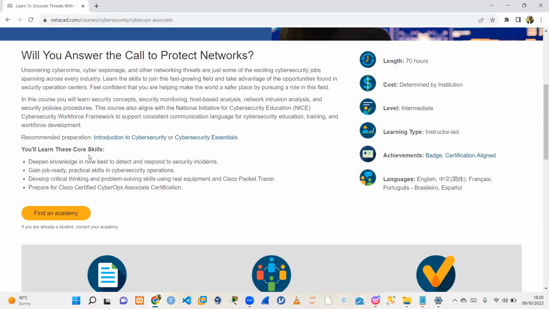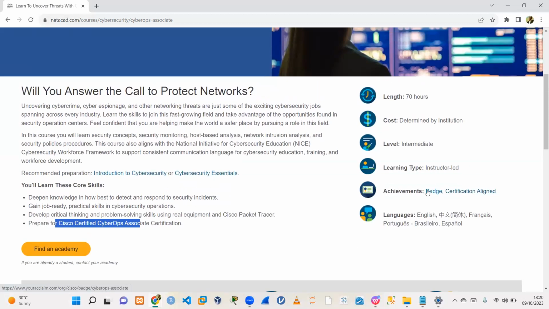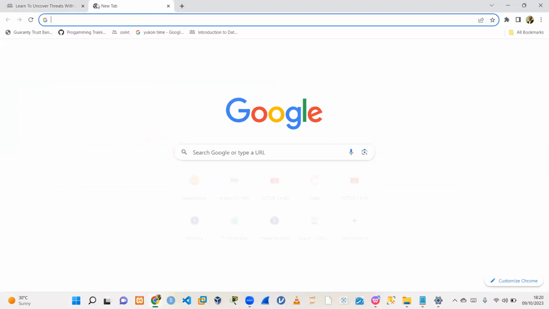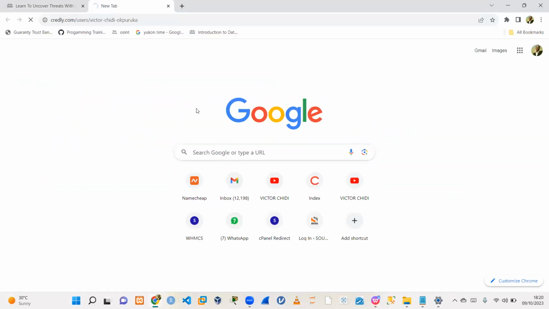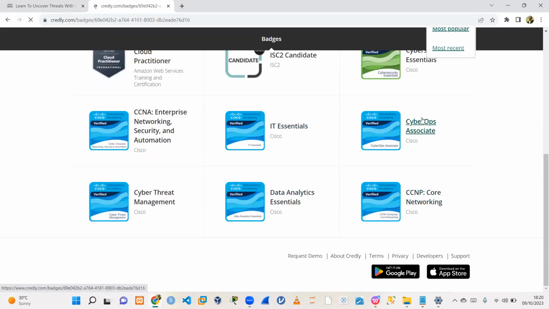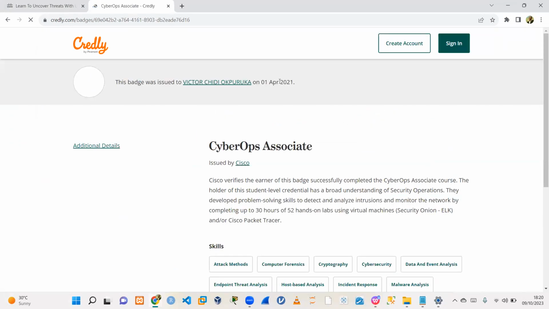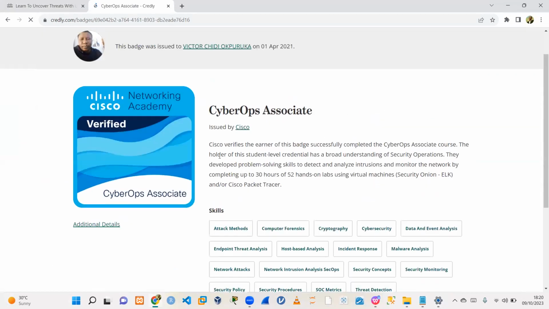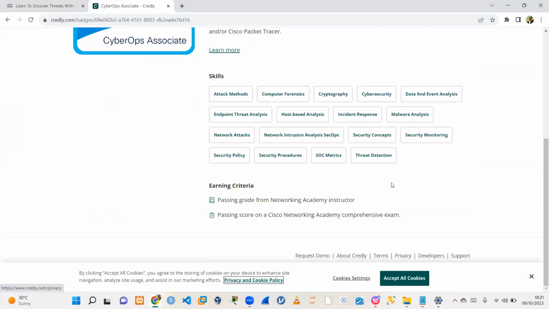Look at some of the skill sets: detect and respond to security incidents, gain job-ready practical skills in cybersecurity operations, develop critical thinking, right? Then, of course, prepare for your certification. So you have a badge at the end of the day. I got mine about two years ago. It shows your skill set, and you can share it on LinkedIn and several other platforms.